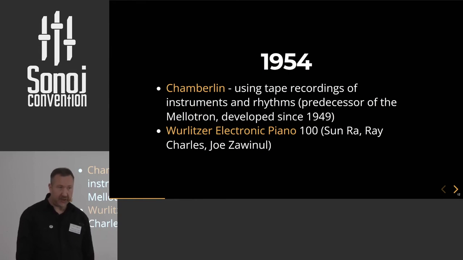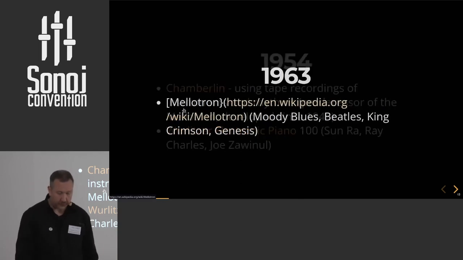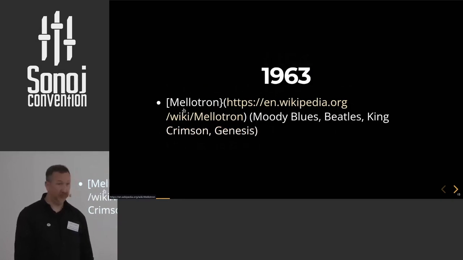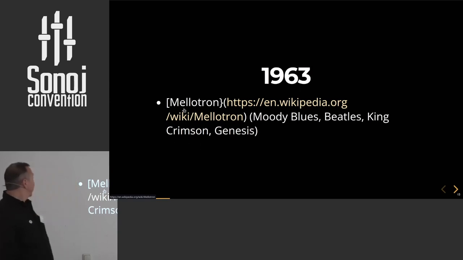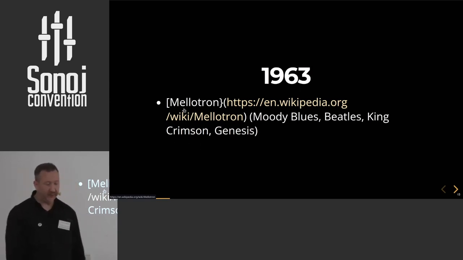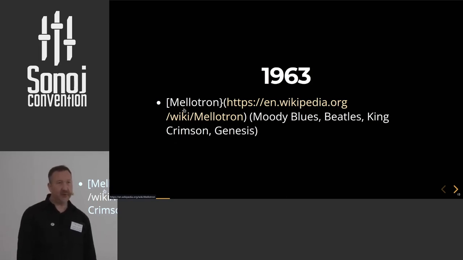Already in the 50s, we have the Chamberlin, which is the predecessor of the Mellotron, which will become very important later, which is a kind of analog sampler. And we also already have the Wurlitzer electric piano. So the Wurlitzer comes before the Rhodes, which I didn't know until some time ago. So in the early 60s, we have the Mellotron. The Mellotron was important because it could play back single instrument sounds. So you could play strings with it, and choirs, and violins, and it made the union very unhappy.